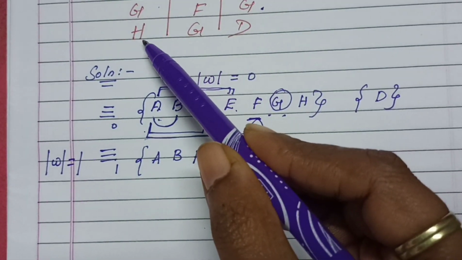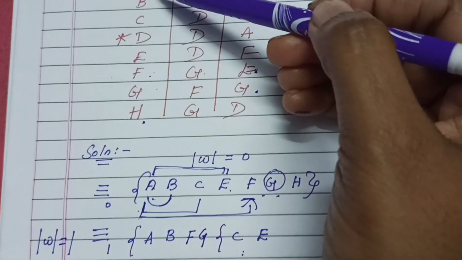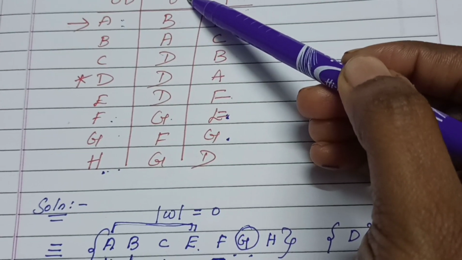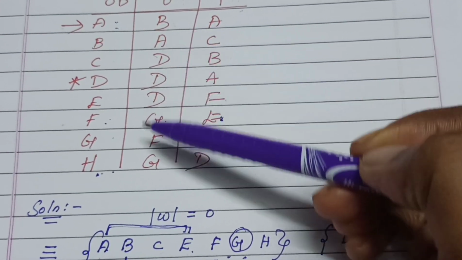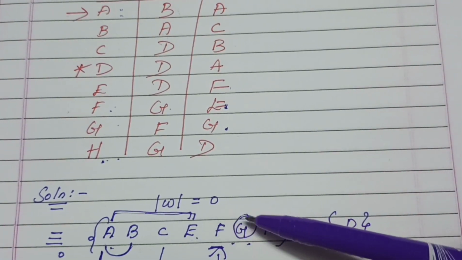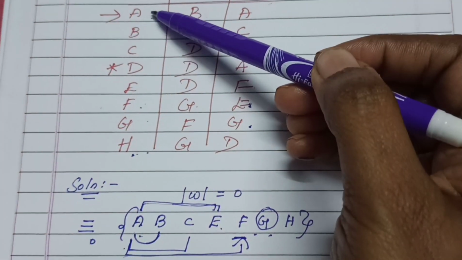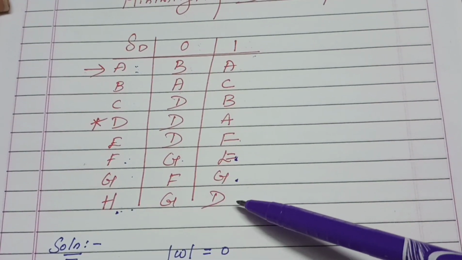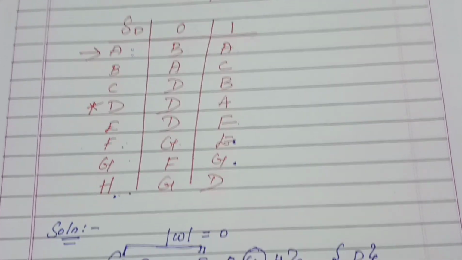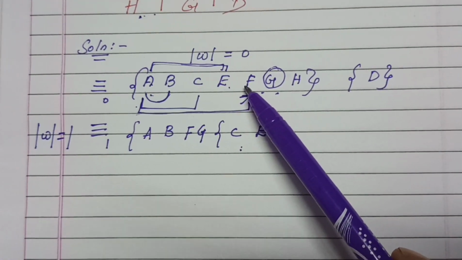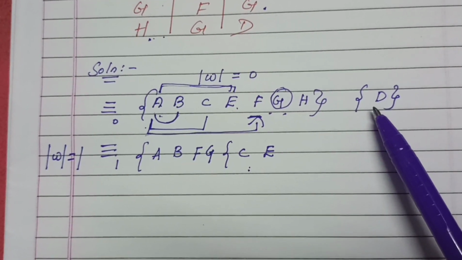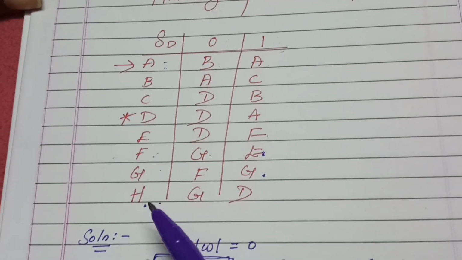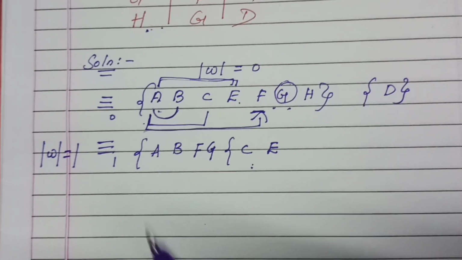Now we move on to the state H. Again, check for A and H first. A and H, on reading 0, go to B and G. So B and G belong to the same set. No issues. A and H, on reading 1: A goes to A, but H goes to D. So A is a non-final state, and D is a final state, isn't it? So A and H are distinguishable. So you cannot write H along with this A.